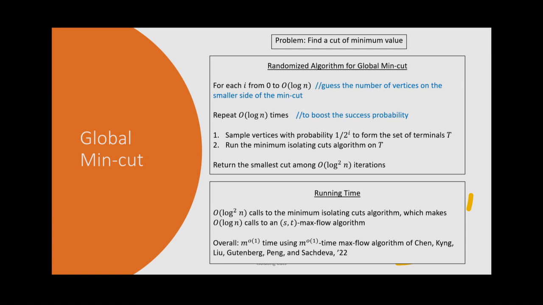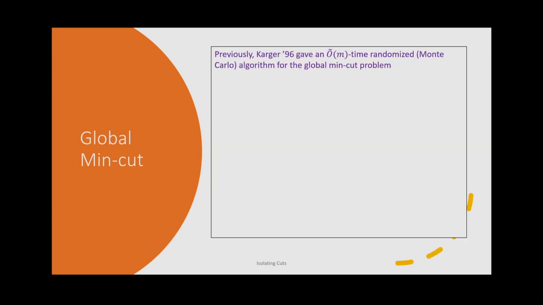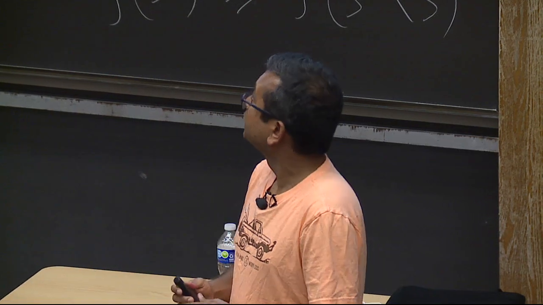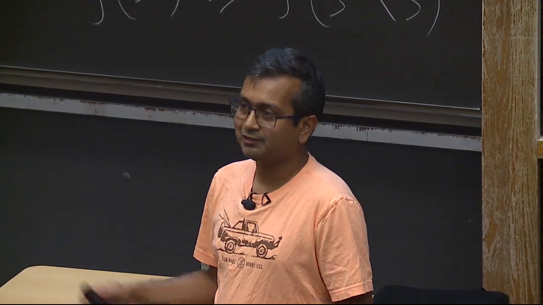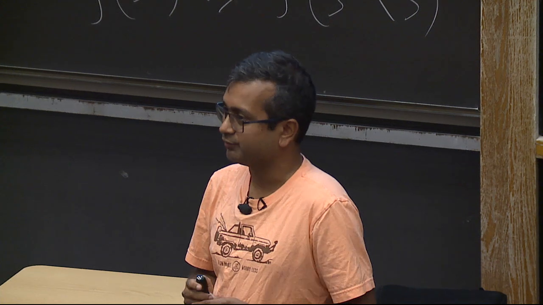All right. However, this was already known. So even 25 years ago, it was known how to find global min cuts in a graph in time that's nearly linear. Okay, so what are we doing here? Why is this useful? Of course, this previous algorithm does not go through isolating cuts. It does something completely different. But in terms of a result, this is not improving what was already known.